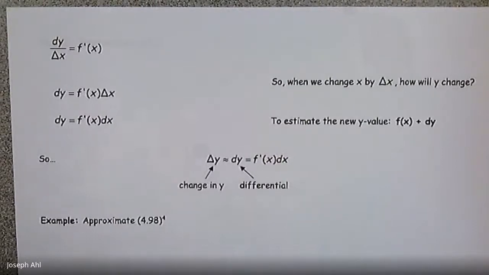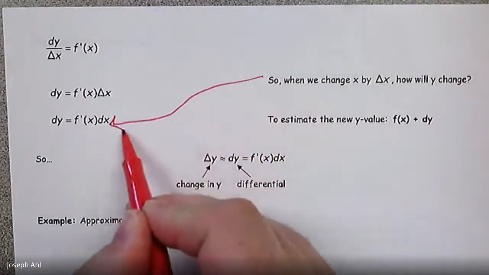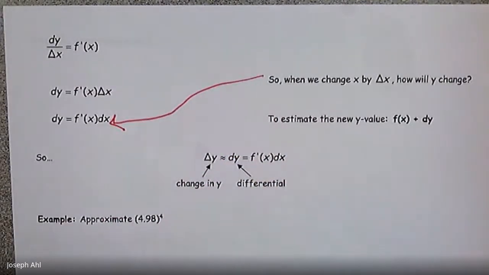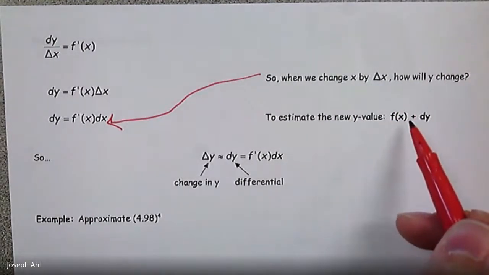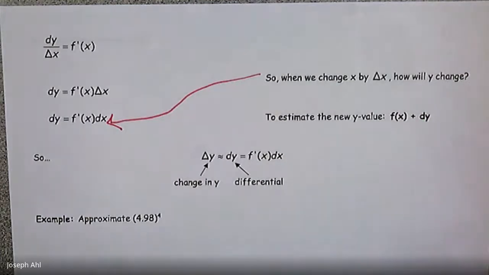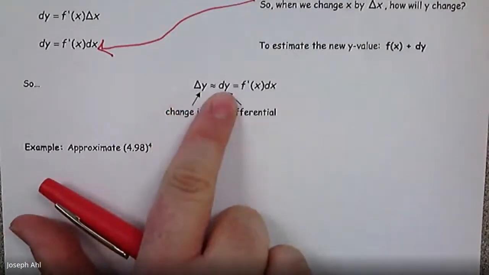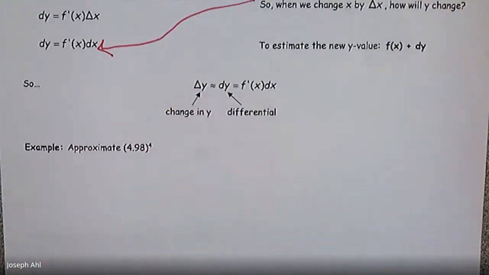Okay, so the question off to the side here, when we change x by delta x, how will the y value change? That's exactly what's happening right here. The change in y should be approximately what dy is, which is going to be equal to f prime of x dx. So to estimate the new y value on the curve, we'll take f of x and just add on that dy, and that should be a relatively good approximation as to what the new y value is for the curve. So in general, delta y is going to be approximately what dy is, which is f prime of x dx.